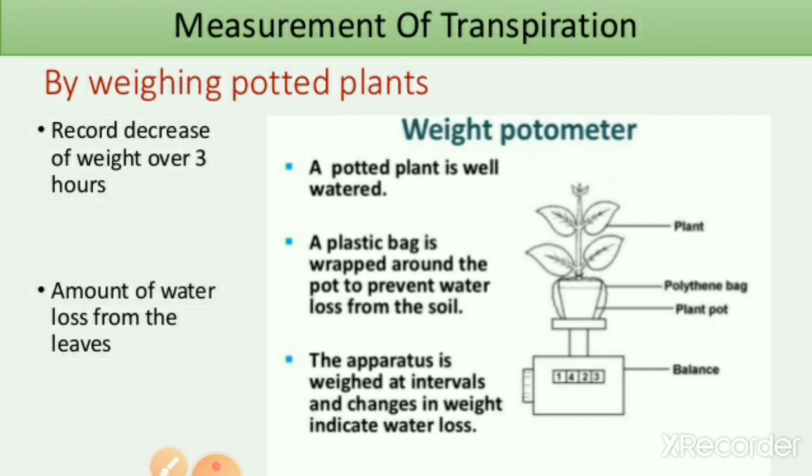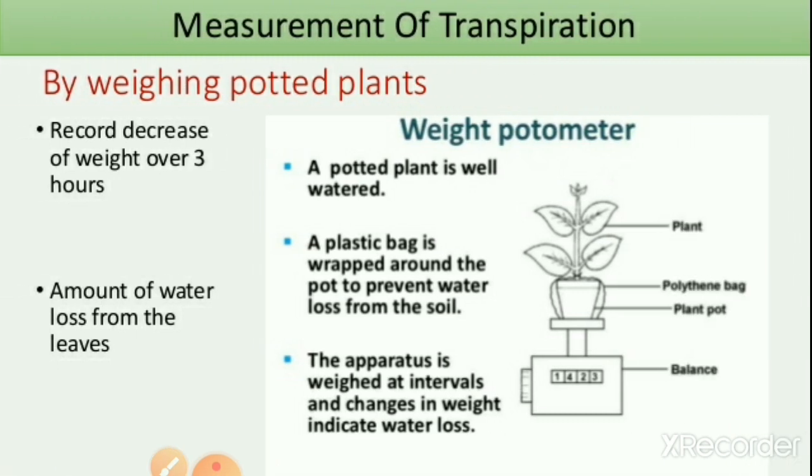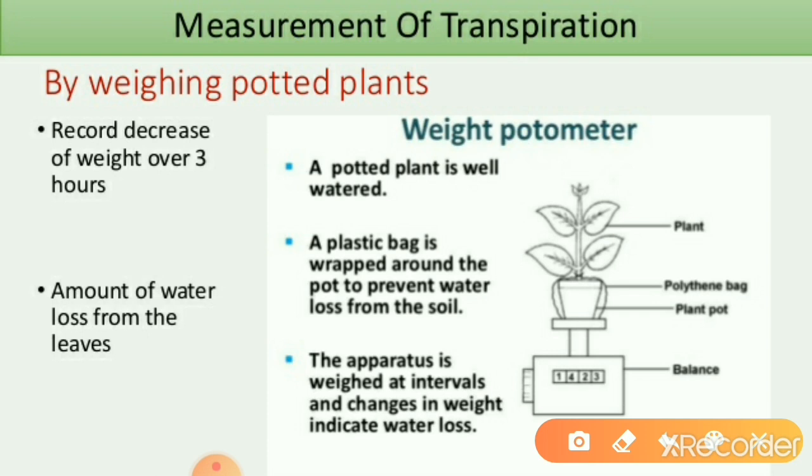First method, weighing method. In this experiment, we need a well-watered potted plant. A plastic bag is wrapped around the pot to prevent water loss from the soil by evaporation. So, first take a well-watered potted plant. After that, a plastic bag is wrapped around the pot to prevent the water loss from the soil by evaporation.